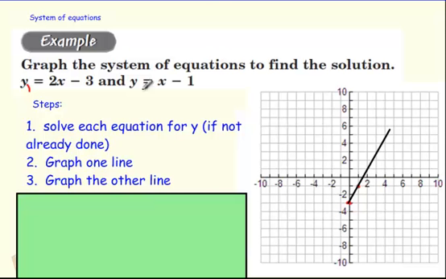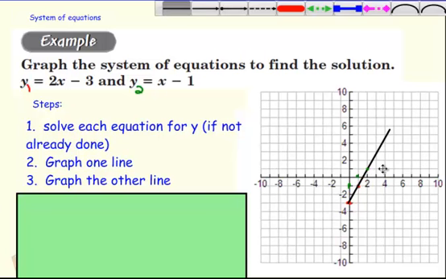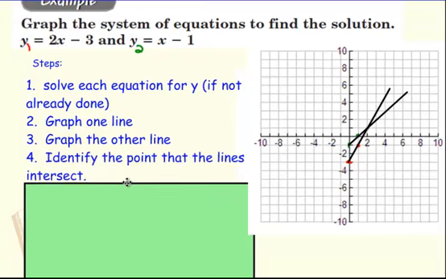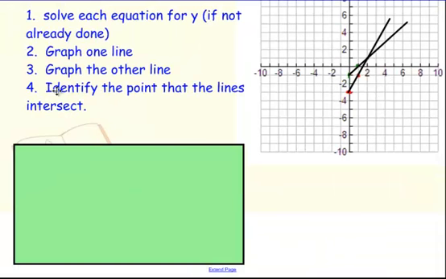So let me get, we'll call this line 2, so -1. And we're going to use rise 1 and run 1. Now what you'll notice when I do this is I'm going to use a couple extra points so I can try and really line things up. But here's my second line. So we're going to graph one line, then the other line. And the last part is to identify the point that the lines intersect.